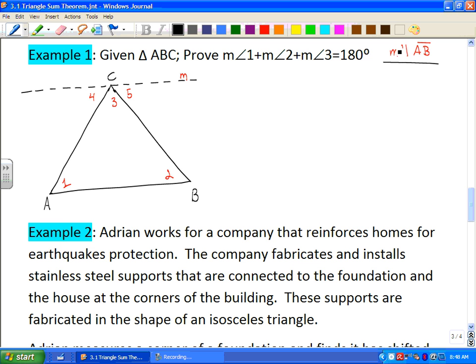Now, notice the fact that it gives us that M is parallel to AB. All right. So the dotted line is parallel to the bottom side of the triangle. I'm trying to determine that these three angles add up to be 180. What angle measures or what group of angles do we know equals something right now? Three, 4, 5, right here. Angle 3 plus angle 4 plus angle 5 equal 180 degrees.